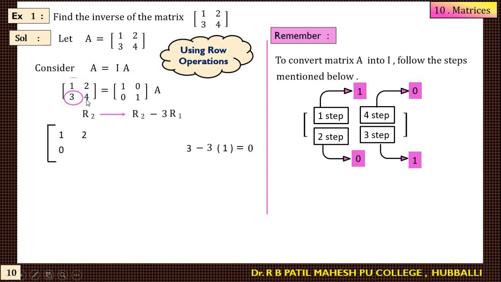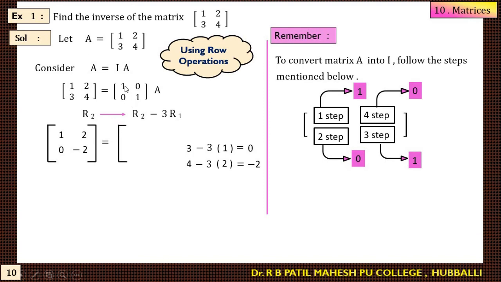Similarly, the next element of R2, that is 4, minus 3 multiplied by the R1 position element, which is 2, substitute here 2. Simplify this, you will get minus 2, and you write this minus 2 here. Now the left side is operated, and on the right side also you have to operate in the same way.